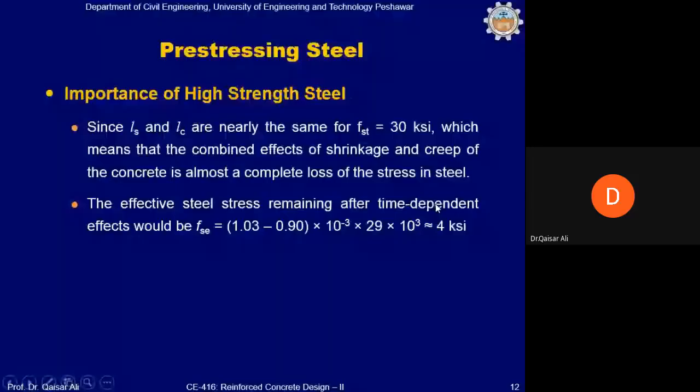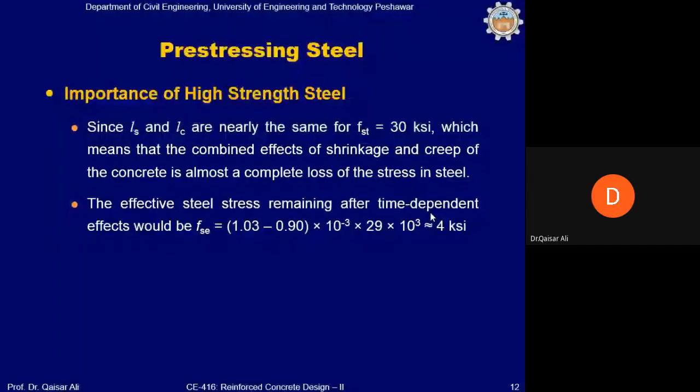And the stress in the steel, the pre-compression stress in the steel, which was equal to 30 ksi in the beginning before the concrete pouring, is now finally reduced to 4 ksi. So this is almost a complete loss of the pre-compression stress of that extent, which will make the beam transverse loading.